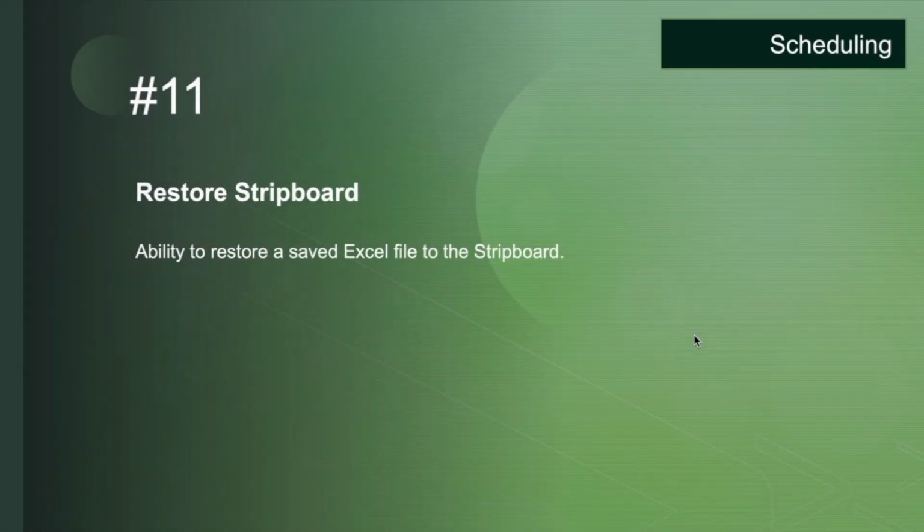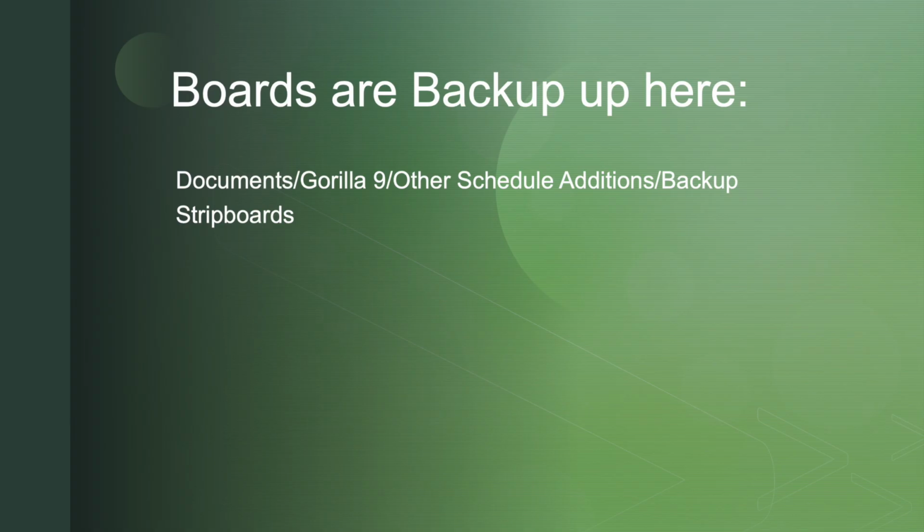Restore Stripboard. This is the ability to restore a saved Excel file to the Stripboard. So every time you save the board, it creates an Excel backup. If I hide Gorilla and go to the desktop, into Documents, into Gorilla 9, now when we release a later version, of course, it would be that version, then Other Schedule Additions, and Backup Stripboards.